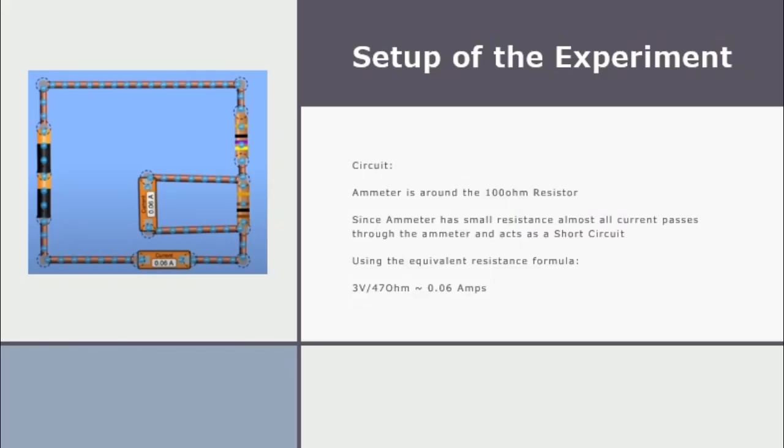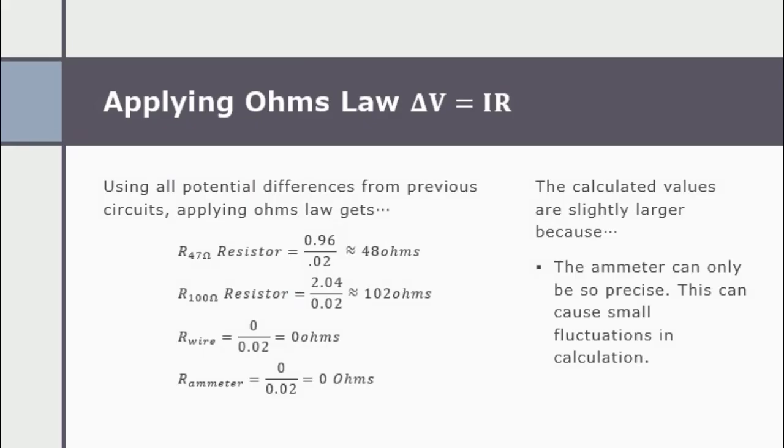In a different configuration, I placed the ammeter around the 100 ohm resistor, and since the ammeter has very, very low resistance, nearly all the current passed through it. This effectively created a short circuit, so I used Ohm's law, dividing 3 volts by 47 ohms, and estimated the current to be around 0.06 amps. The values I calculated were slightly higher than expected, probably due to the limited precision of the ammeter, which introduces small fluctuations in my calculations and measurements.